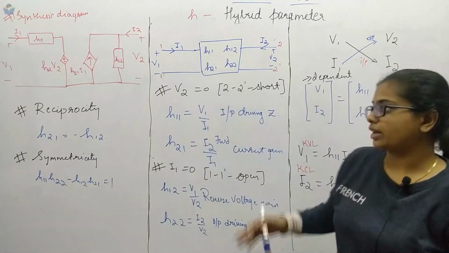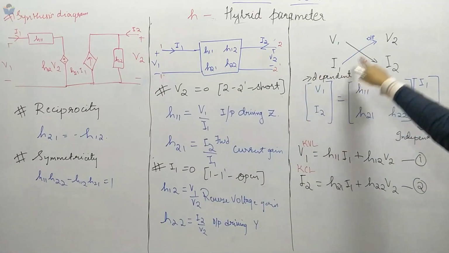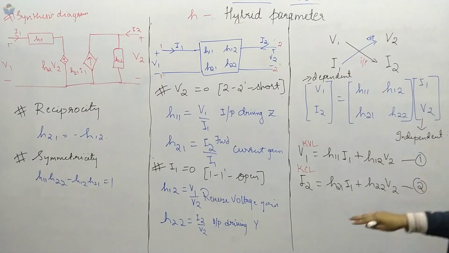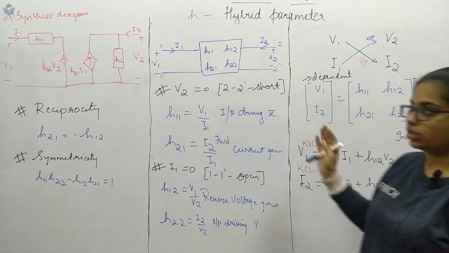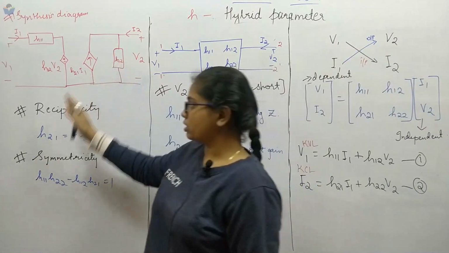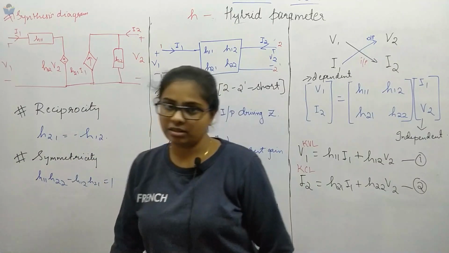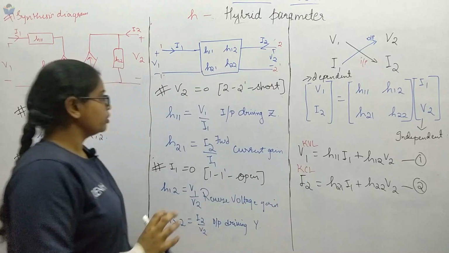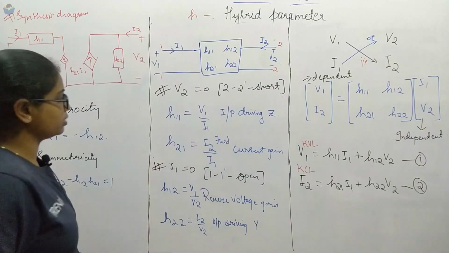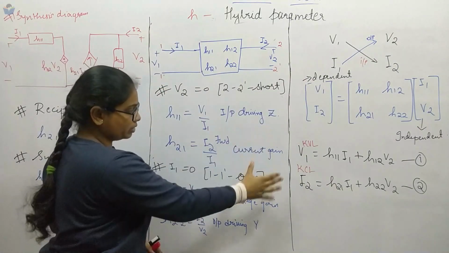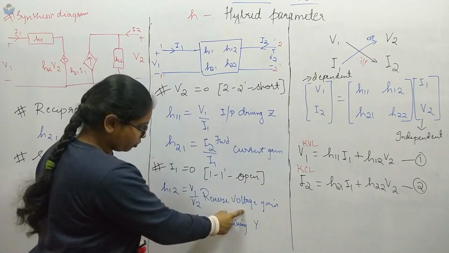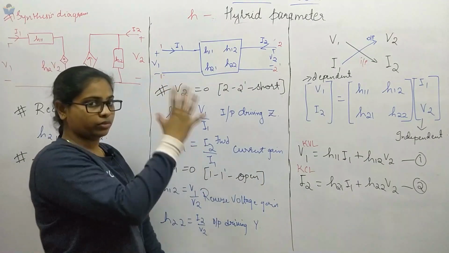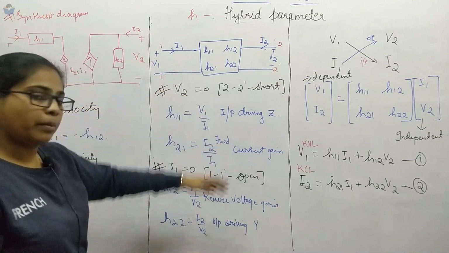Okay, so now what can we summarize? This is the important factor in the hybrid parameter. If you are able to remember this one, it is easy to write the equation based on this, and then we can draw the synthesis diagram, reciprocity and symmetricity. ABCD parameter does not have a synthesis diagram. Now why this is called hybrid is because you have got impedance, you have got current gain, you have got voltage gain, and you have got admittance. So it is all a mixture of whatever we learned in the first 3 parameters.